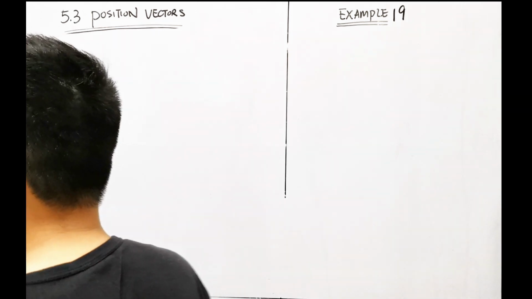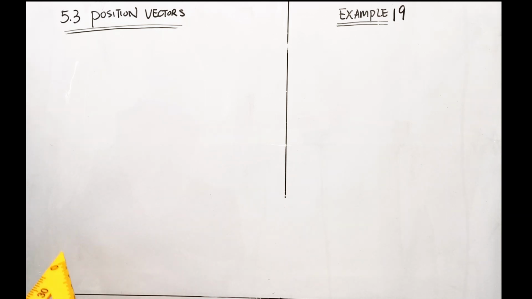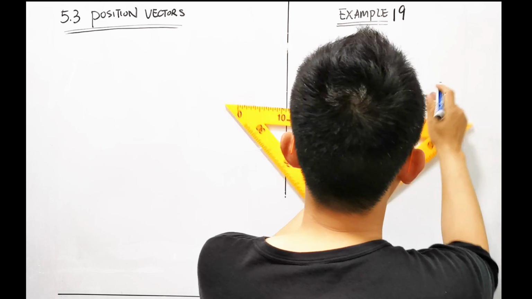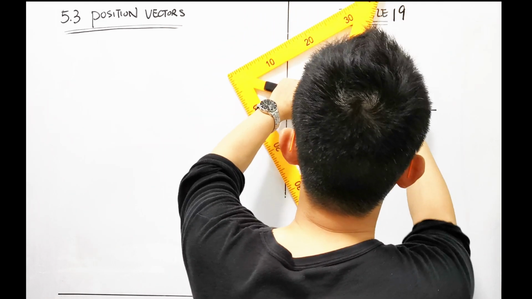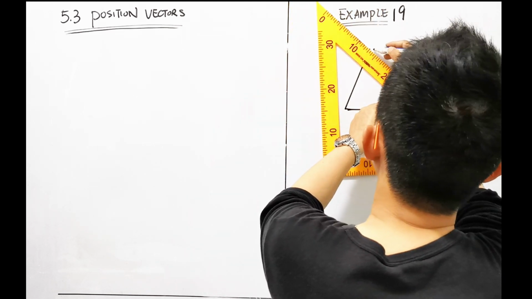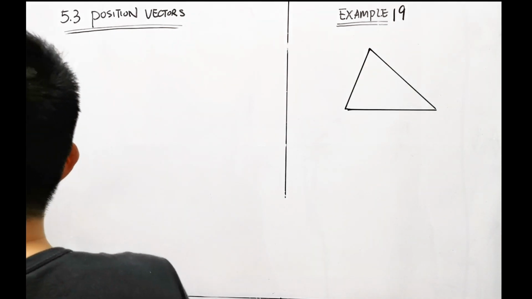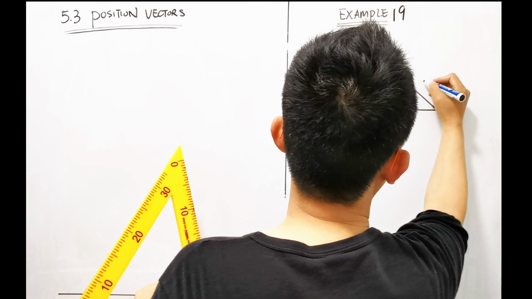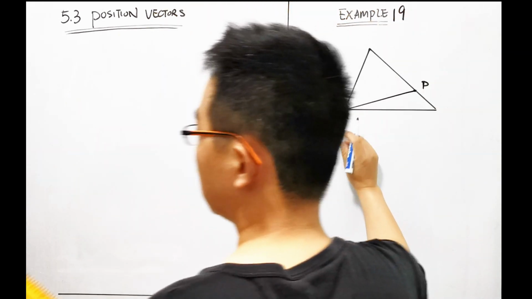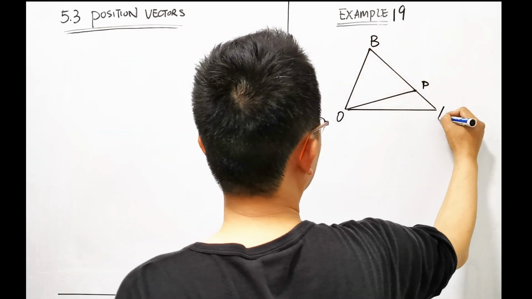Okay, next we want to make example 19. So what's example 19? Example 19 is on a triangle, right? And we have the point P, and we get O, B, A, right?